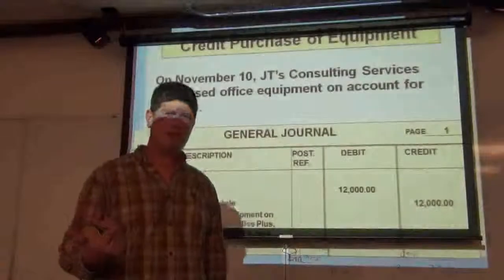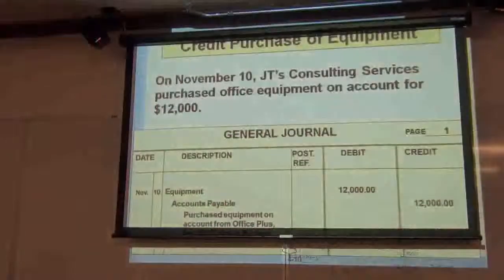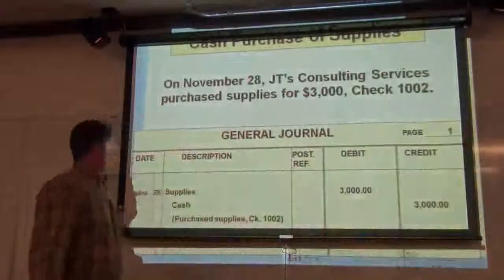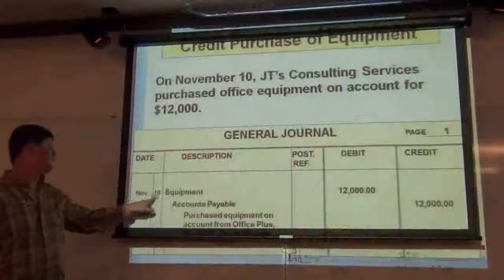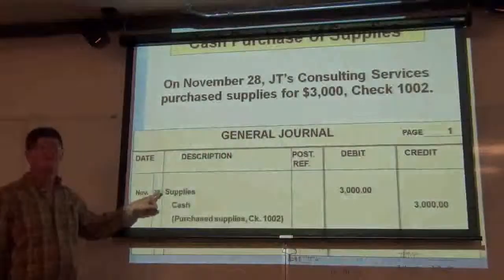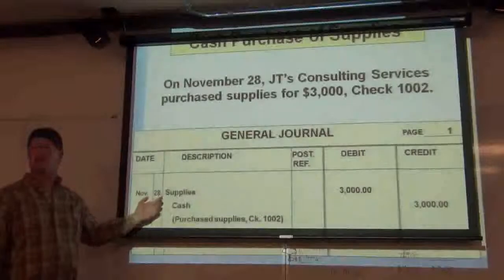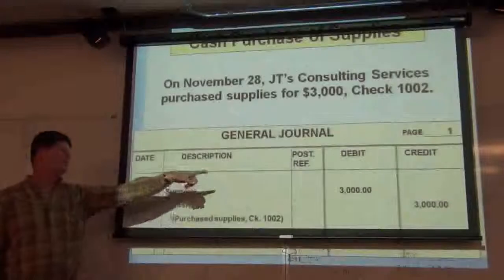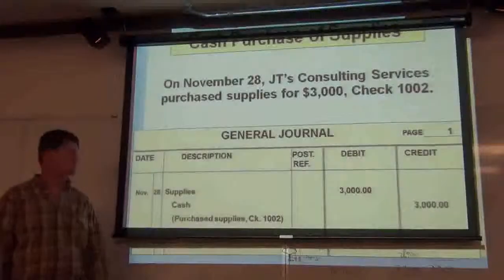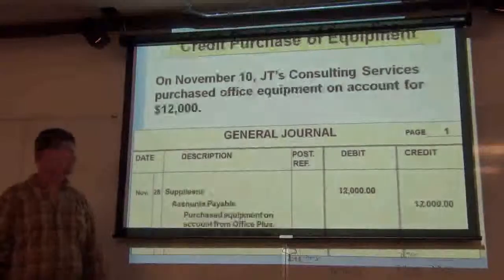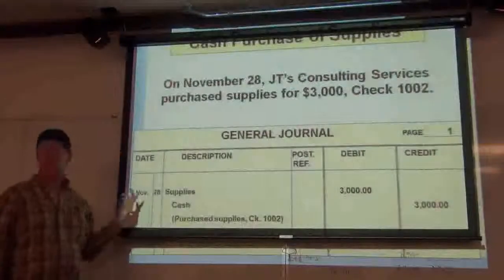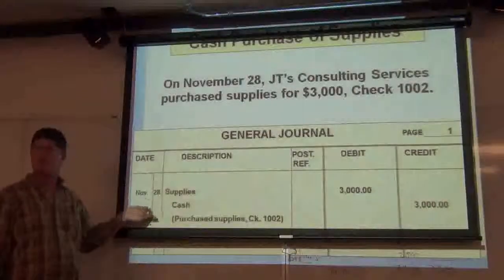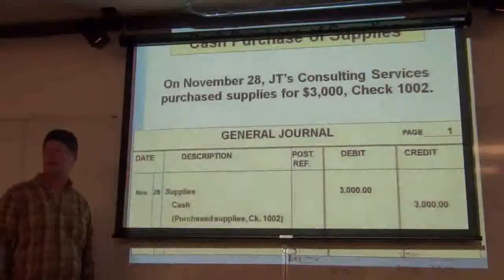Questions? Answers? Okay, just checking. Notice we're going to skip from the 10th all the way out to the 28th. We bought some supplies. Debit supplies, right? It's an asset. It goes up. Credit cash. We paid for it in cash, $3,000. Purchase supplies, check number 1002. Good. What was he doing between the 10th and the 28th? I don't know. But you do these in sequential order, so if there was something in between, it would have to show up on the general journal, correct?